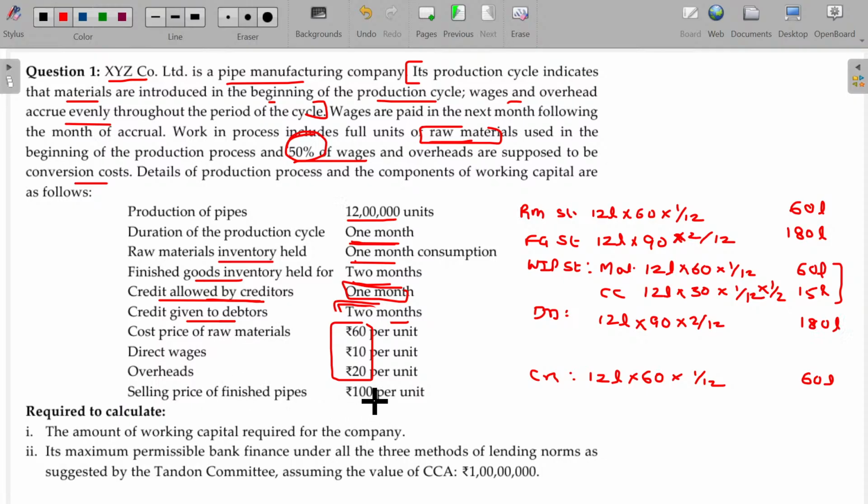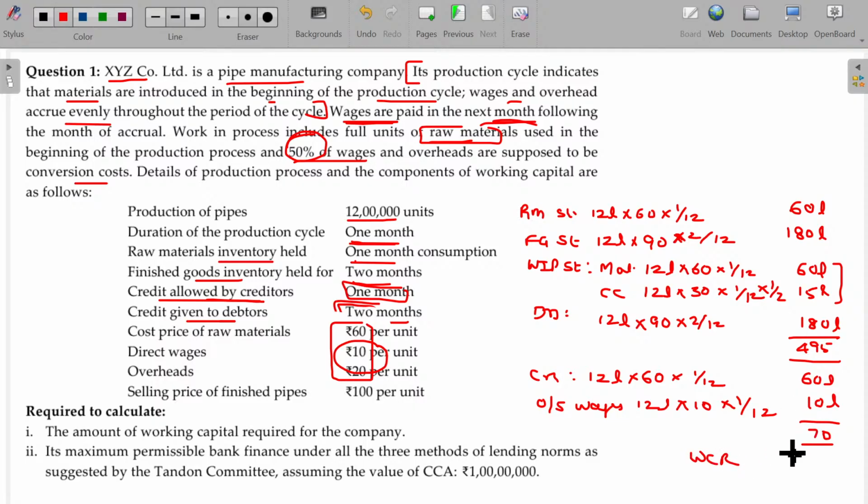So nothing further we have. Wages are also there, outstanding wages. Wages are paid in the next month. For the 12 lakh units, what is the wages payable? 10 rupees, but we delay 1 month, into 1 by 12. Then the ultimate value is 10 lakhs. Then current assets being 495. Current liability being 70. Working capital requirement is the difference between these two, 425.